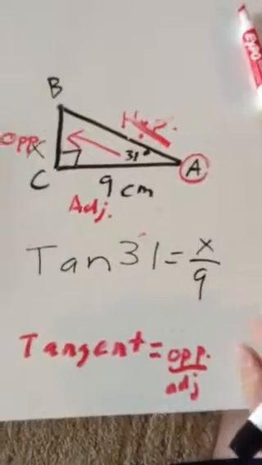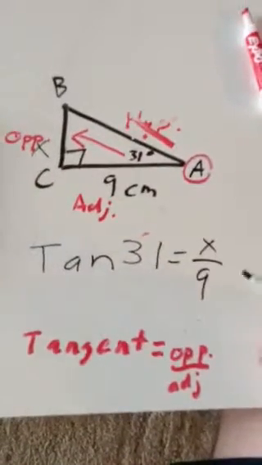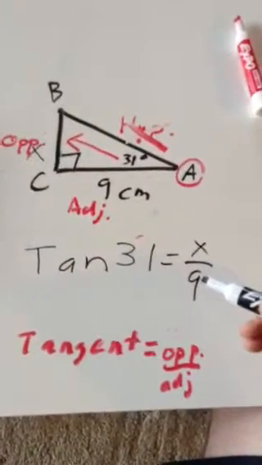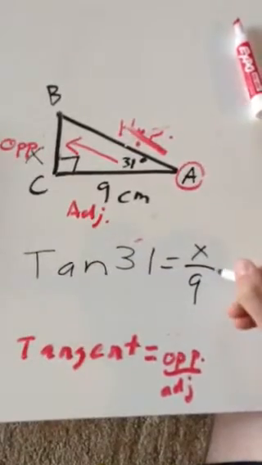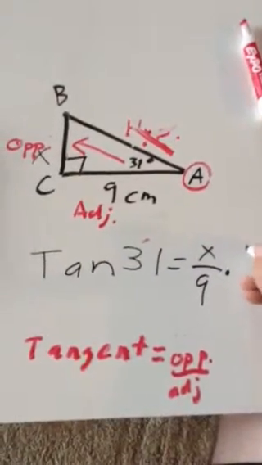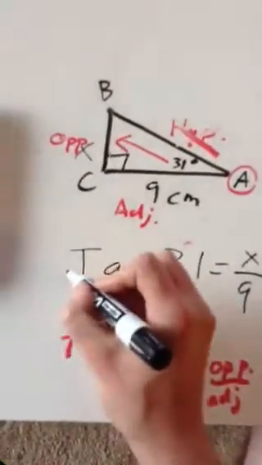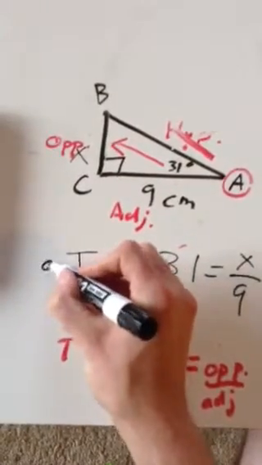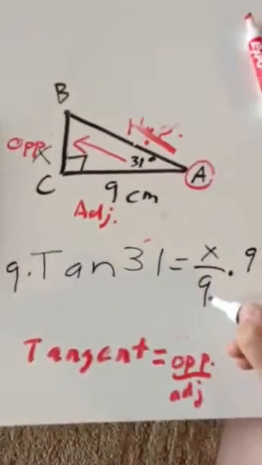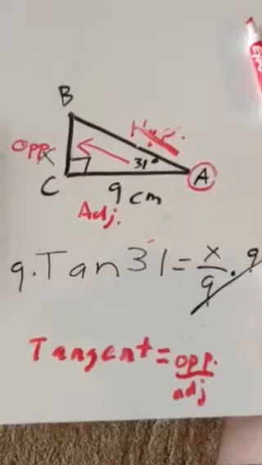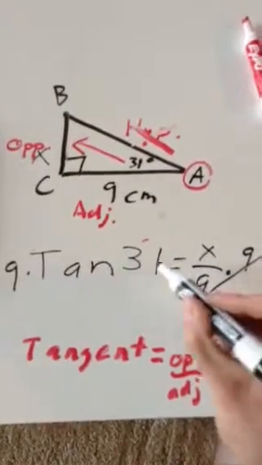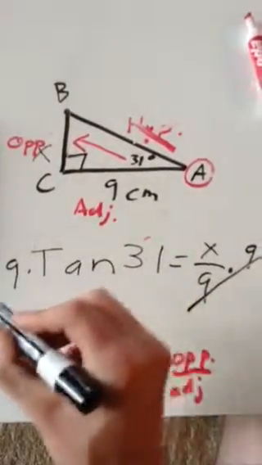Now I have an equation. I can solve this equation. When you have a fraction, you want to get rid of the bottom of the fraction. You always multiply by the bottom of the fraction. So I'm going to multiply by 9 on both sides. The 9's cancel out over here. So check this out. You got X equals tan 31 times 9.